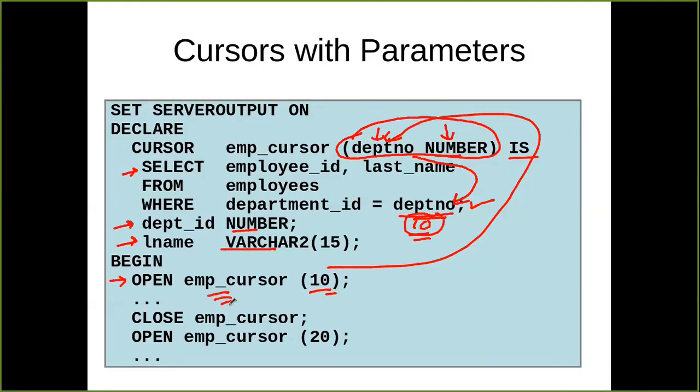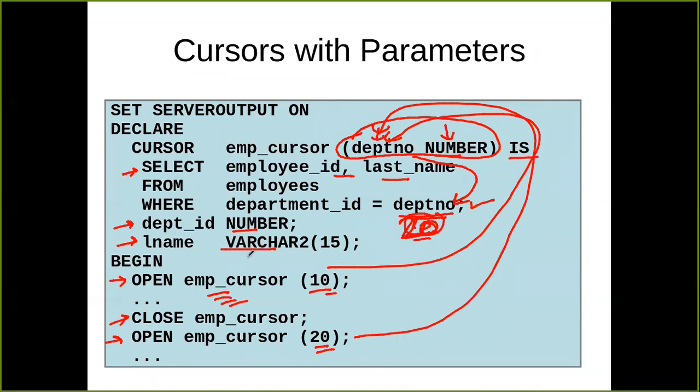After processing all that data, I will close the cursor, and again I can open the cursor with the value 20. That means now the value 20 will be passed to department number, and the value 20 will be used for fetching the data. That means all the employee IDs and last names of the department whose ID is 20 will be returned. So this way you can dynamically fetch the data for different kinds of queries. This is possible only if you create the cursor using parameters.